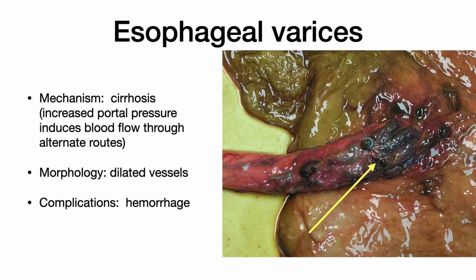And so the problem with this is it can hemorrhage. In people with esophageal varices, commonly people with alcoholic cirrhosis, other forms of cirrhosis as well, they can die from a GI bleed.